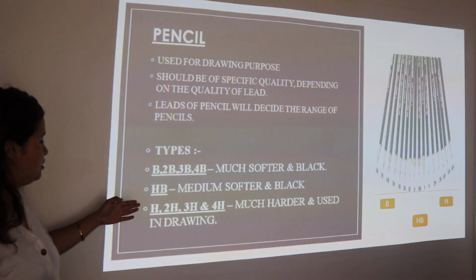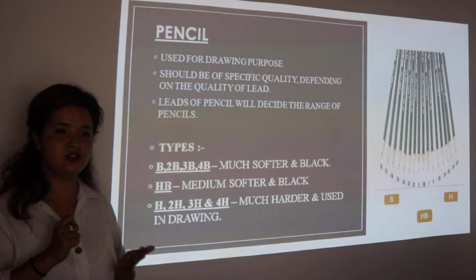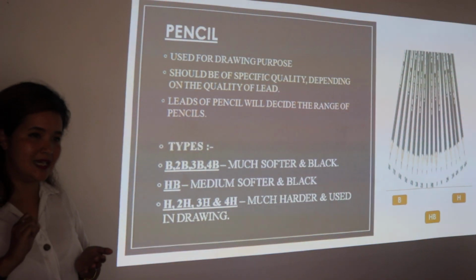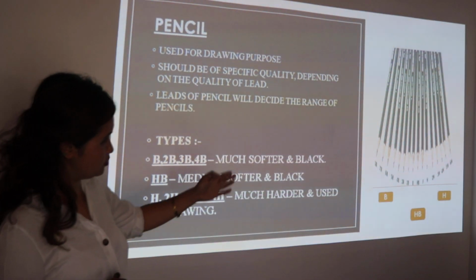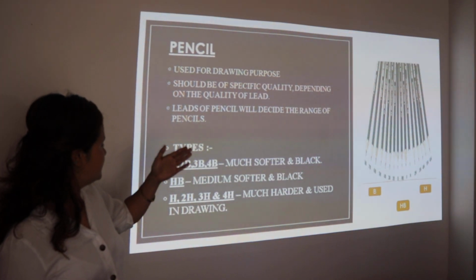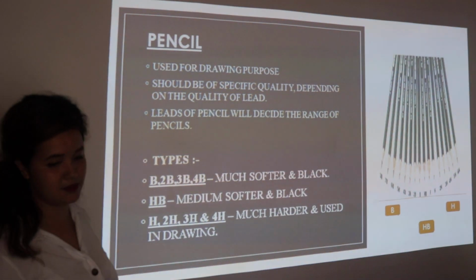Now you'll go to H category. H category is very hard, so whenever you are drawing with H pencil, you should make sure that you draw it very lightly. Those are the pictures of the B categories, HB categories and H categories of pencil that I have given in the pictures.